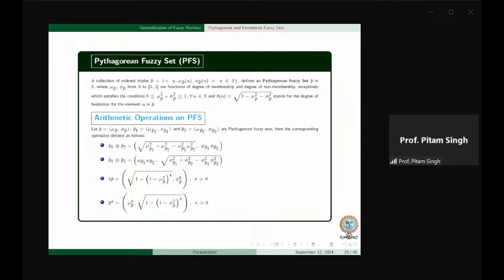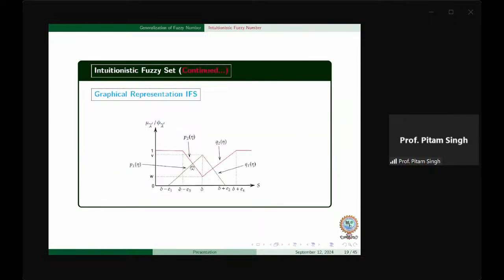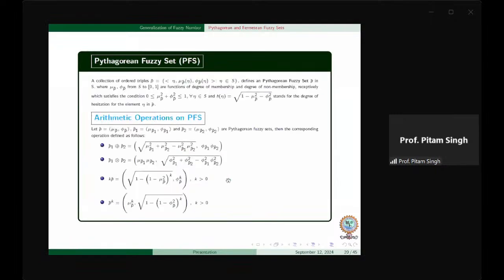In a similar manner, we can generalize intuitionistic fuzzy sets as Pythagorean fuzzy sets. For intuitionistic also we can define triangular intuitionistic fuzzy numbers, trapezoidal intuitionistic fuzzy numbers. If we consider trapezoidal type of uncertainty, or quadratic, then quadratic intuitionistic fuzzy numbers, like that. The Pythagorean is nothing but the same membership, non-membership, and hesitancy.